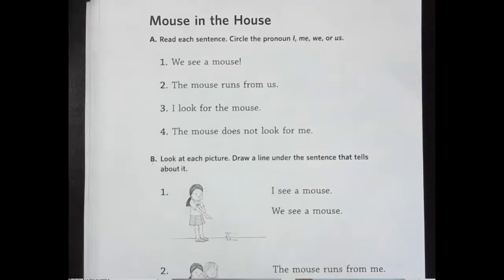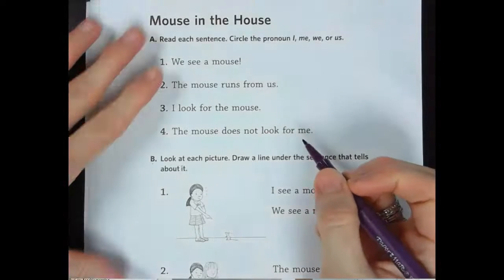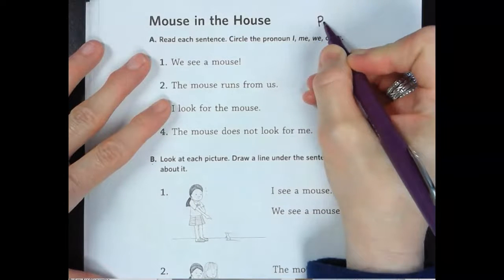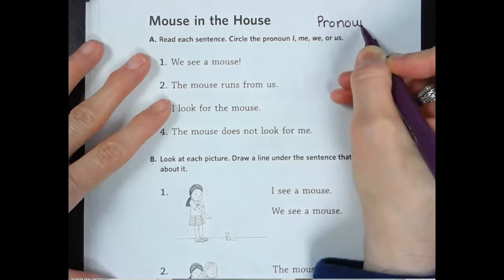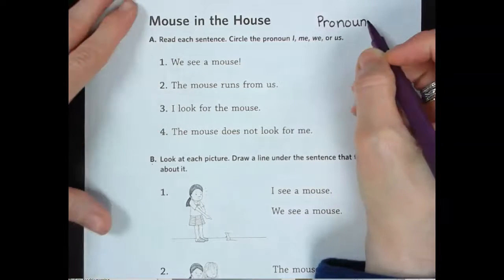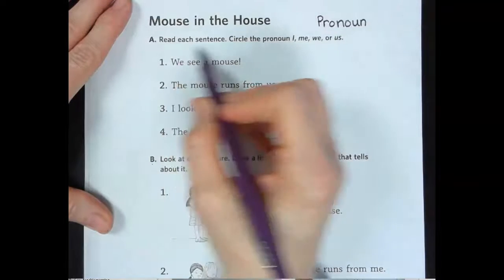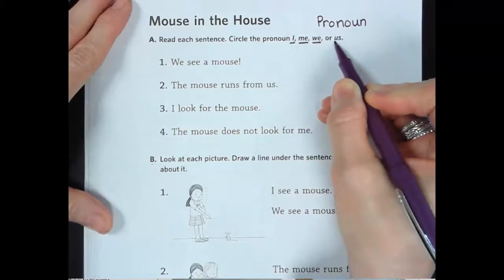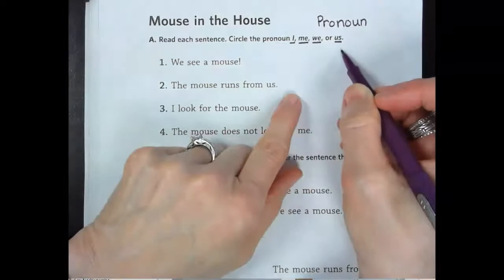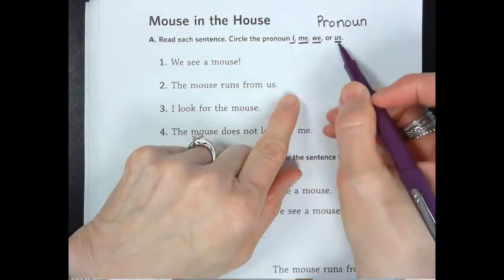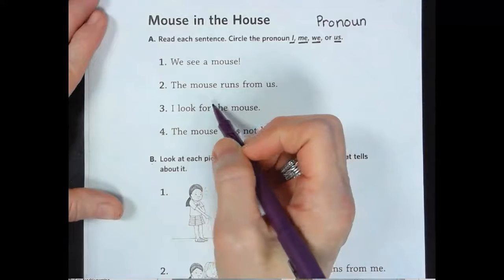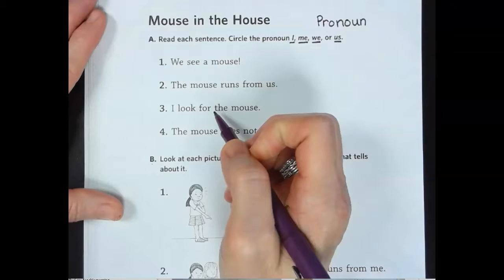Hi guys, we are learning about pronouns again this week, and I'm going to write the word pronoun. Sometimes you might hear these referred to as personal pronouns, and personal means something having to do with a person. So you can see that these words I, me, we, and us are all talking about people. When we're using pronouns in our writing and when we read them, you can think of them as ways to talk about people without using their names.